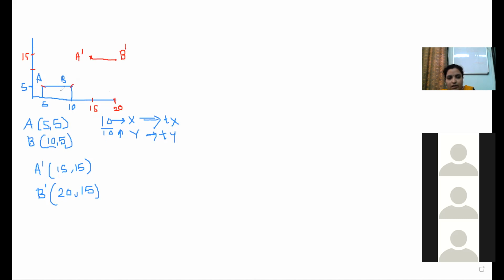Earlier line chi length kiti hote? Line chi length hote 5. So here also I'm getting the length of the line is 5. I'm not changing any dimension of the line, but I'm changing only position. जी लाईन आधी 5,5 पासून 10,5 पर्यंत होती ती मी वरती शिफ्ट केली आहे अँड राईट हँड साइडला, अँड दॅट इज गिव्हिंग मी द न्यू लाईन A डॅश B डॅश.